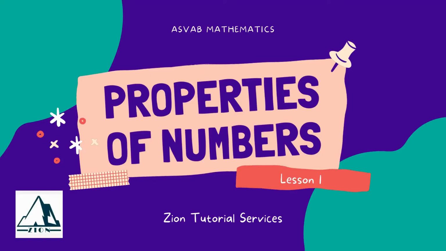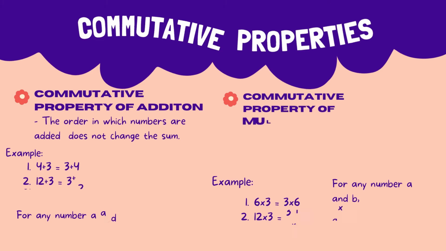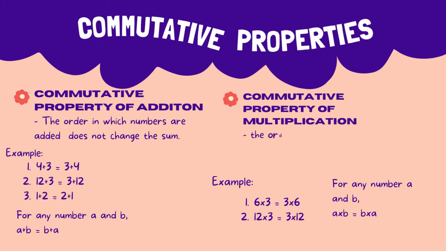So let's proceed now to our topic, Properties of Numbers. Every number has different properties. The first property is the commutative property. This property is divided into two: first is the commutative property of addition, and the second is the commutative property of multiplication.